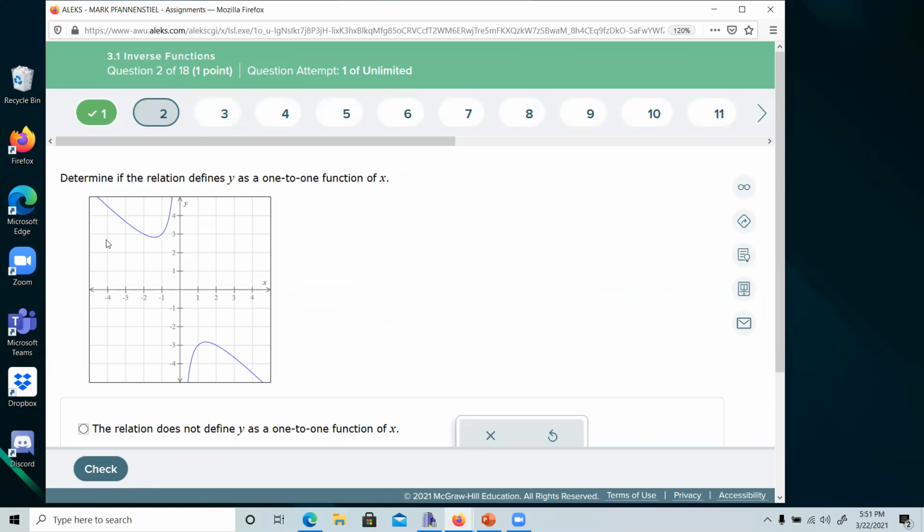See this one, not going to work. The horizontal line test fails. It crosses more than once.